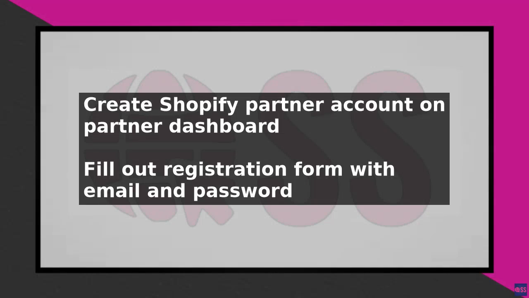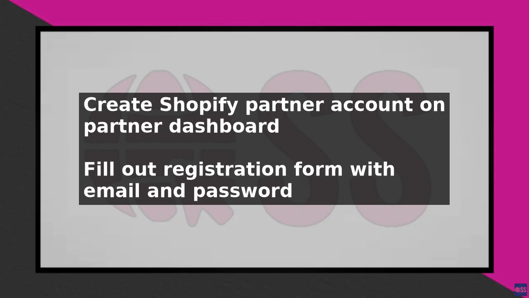To get a Shopify access token, you need to follow a series of steps that involve creating a Shopify partner account, setting up a Shopify app, and then installing the app in your Shopify store. First, create a Shopify partner account by going to the Shopify partner dashboard and clicking on the Get Started button.